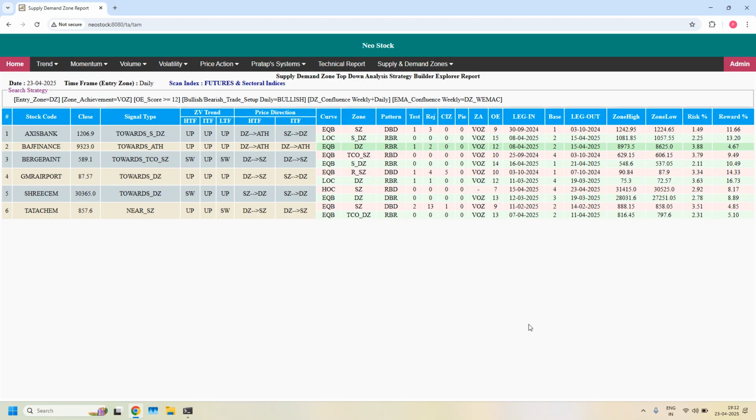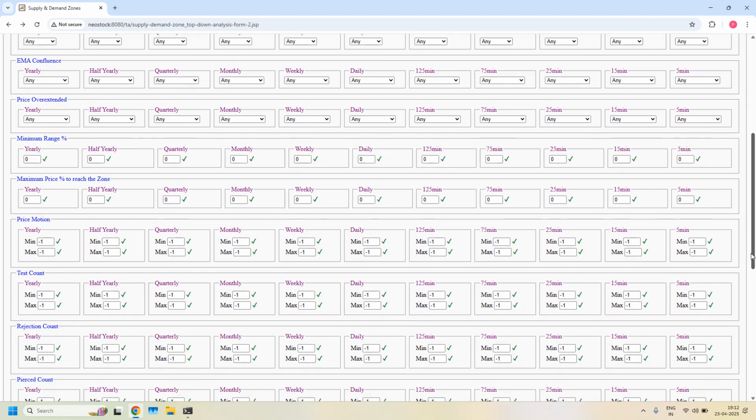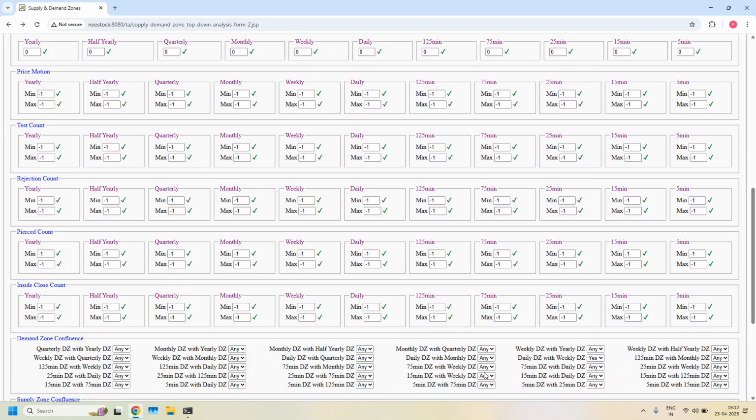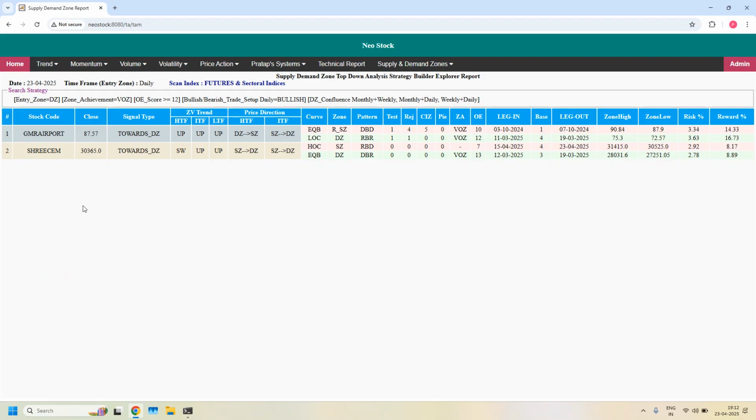Next we will look into LTF, ITF, HTF demand zone confluence supported stocks. Removing the EMA filter, in the demand zone confluence I have to set 3 filters. The first filter is already enabled, daily with weekly. Next, daily with monthly demand zone confluence. Weekly demand zone with monthly demand zone confluence. With all the 3 filters, we got only 2 stocks.